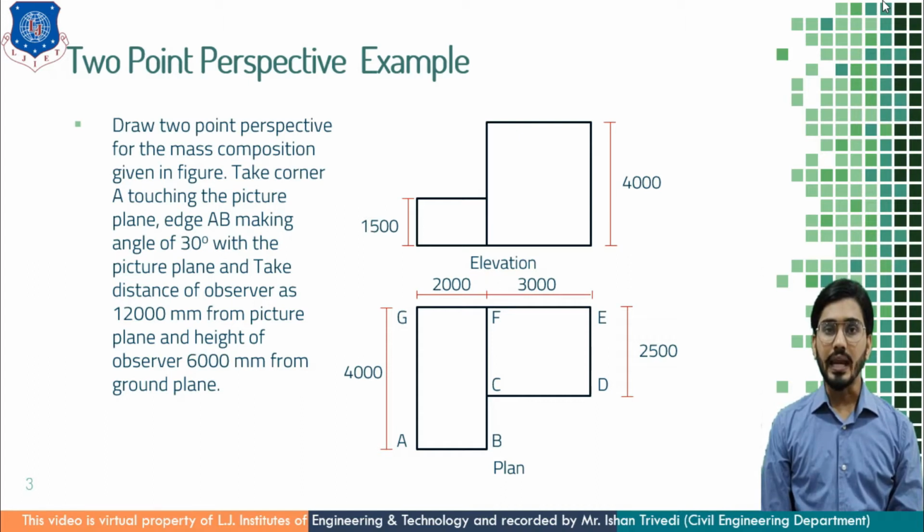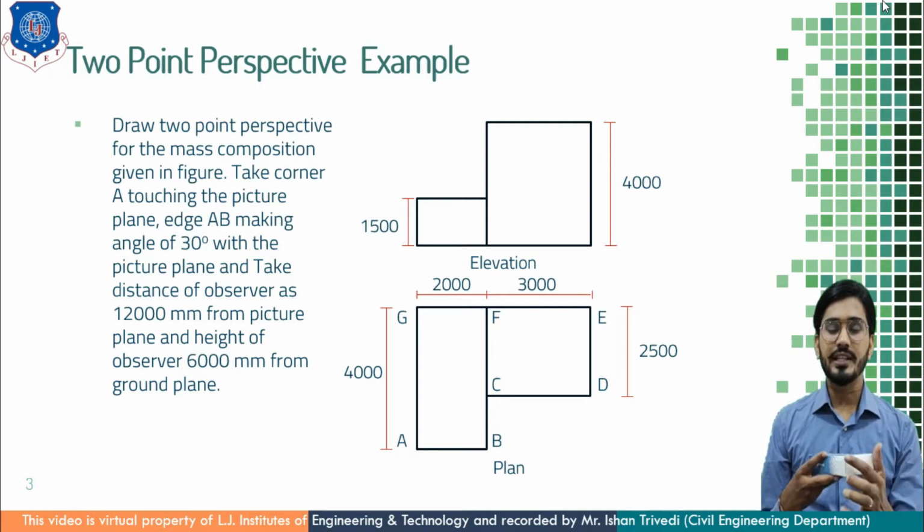Take the corner A touching the picture plane, and edge AB makes an angle of 30 degrees with the picture plane. Take the distance of the observer 12,000 mm from the picture plane, and the height of the observer is 6,000 mm from the ground plane or ground line. Now in this example only point A is resting on the picture plane, and the entire section is making an angle of 30 degrees.